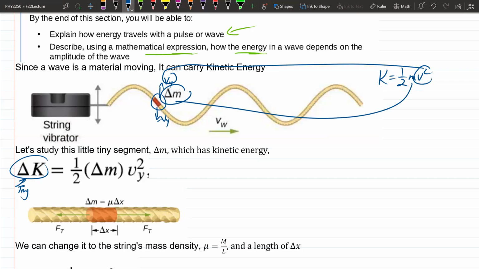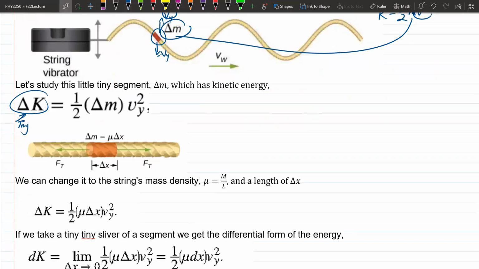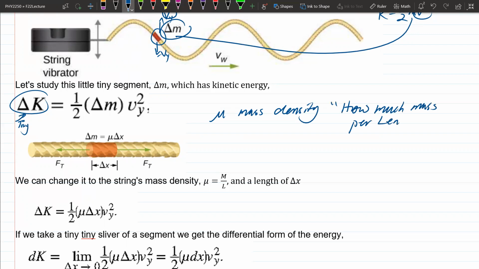Okay. And what we're going to do is, this little tiny piece of mass, we can relate once again to the linear mass density. Remember this mu here? Mu is, in English, we can just say it's the mass density. So in English, what we'll say is how much mass per length. That's what we should think about when we see this letter mu in this case. How much mass does it have per length?